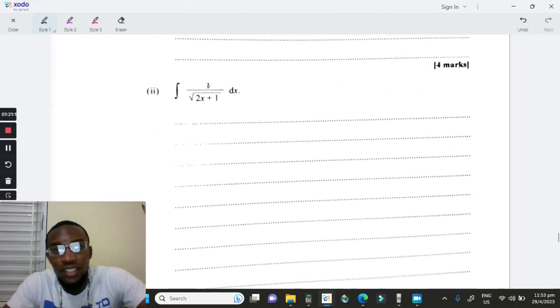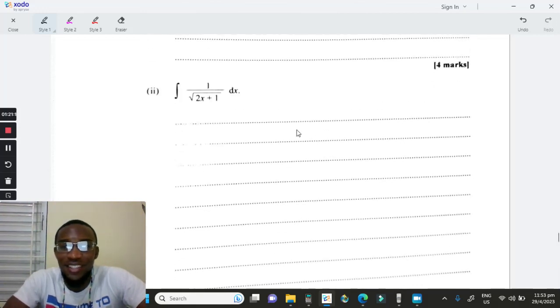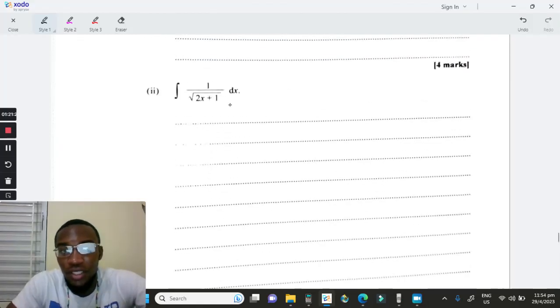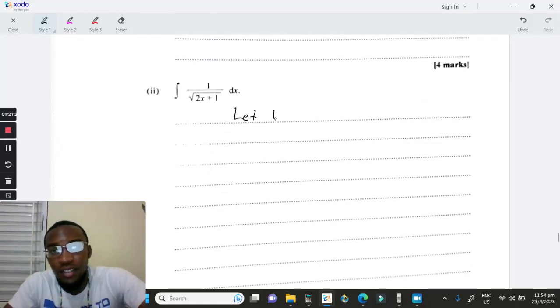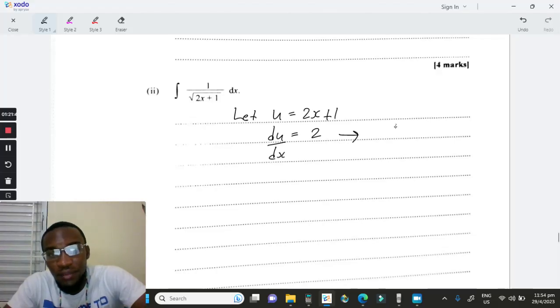The next one is to integrate 1 over the square root of 2x plus 1. This one looks tricky, but there are two ways to do it. I'm going to do it by what we call a u substitution. Let u equal 2x plus 1. Then du dx is equal to 2, since when you differentiate 2x you get 2. So we can flip them to say that du divided by 2 is equal to dx.